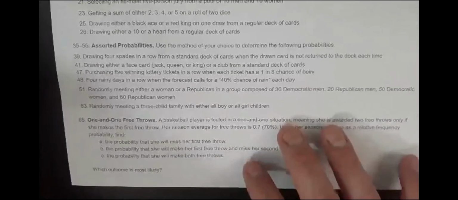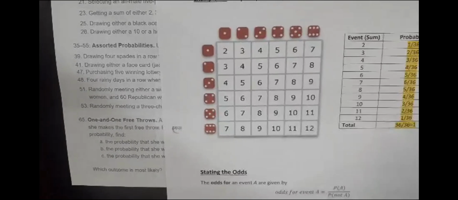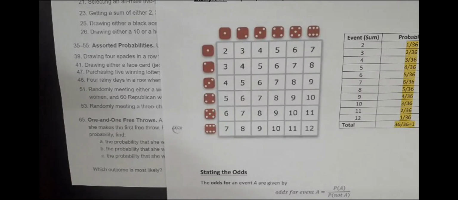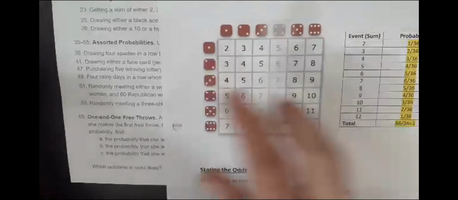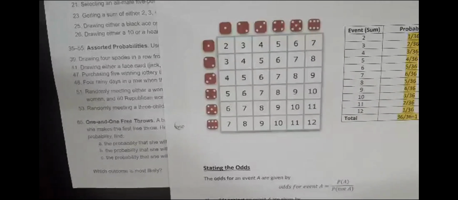Okay, 23, get a sum of either 2, 3, or 4 on a roll of 2 dice. Ooh, so we might want to go back and look at that picture. Where's that? There you go. We had this in our notes. If we want to sum up the two dice, we're rolling 2 dice. So there's 6 by 6. Guess how many options there are? 36. There are 36 different options in here. Some of them give you the same sum, right? 2 and 1 is going to give you the same sum as 1 and 2.